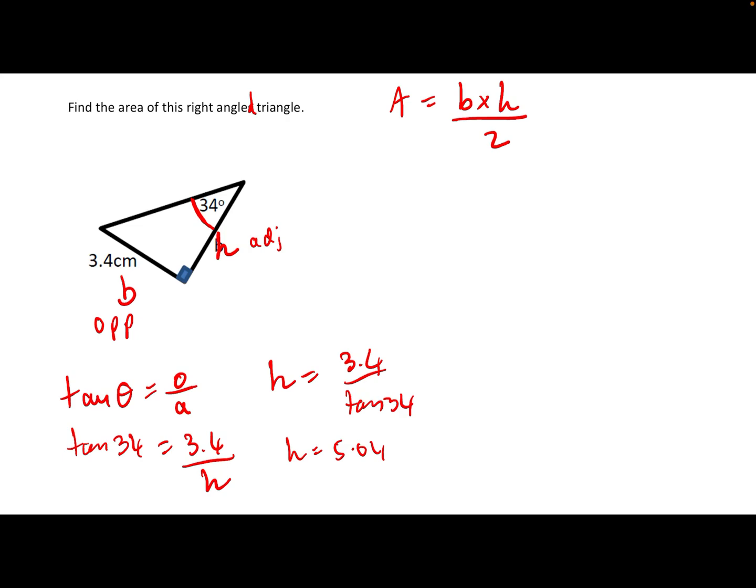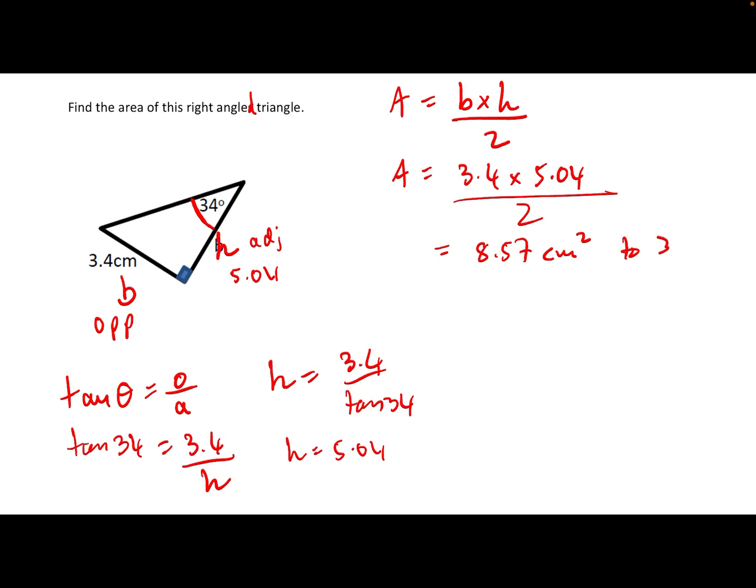Okay, so now what I can do is I can actually find out the area of this triangle, because I now know the base is 3.4 times the height 5.04 divided by 2, because it's a triangle. So I'm just going to use my calculator now. Okay, it's 8.57 centimeters squared to 3 significant figures. Okay, so make sure you're using the right units and make sure you're rounding appropriately.